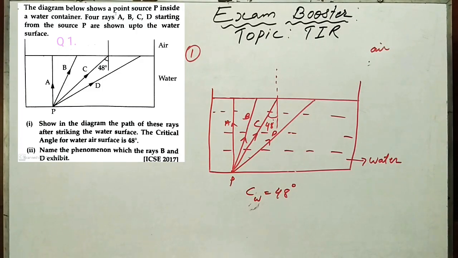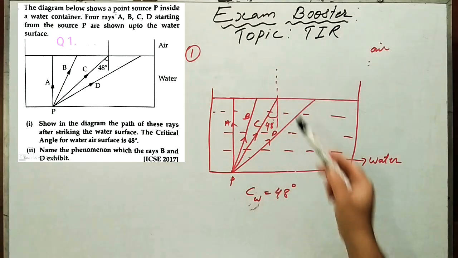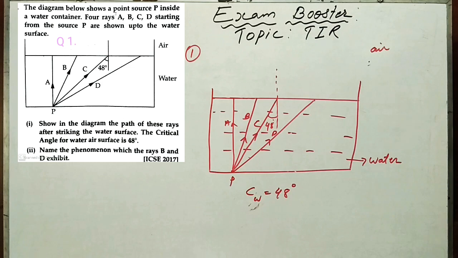Today we will discuss a couple of most important diagram based questions from the topic total internal reflection as a part of exam boost. Okay, question number 1: the diagram shows a point source P inside a water container.